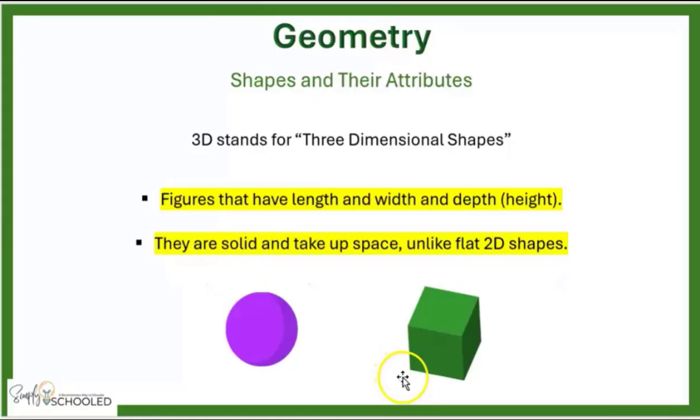Let's look at what 3D actually means. Of course, it stands for three-dimensional. So these are figures that have length, width, and depth, which is height. This is what separates it from a two-dimensional shape. It has height. They are solid and take up space, unlike flat 2D shapes. Remember, a 2D shape can lie flat and be drawn on paper. A 3D shape takes up space.